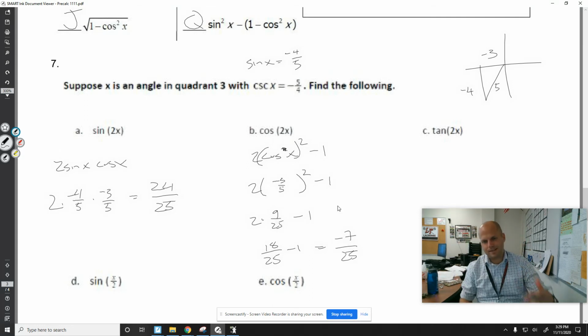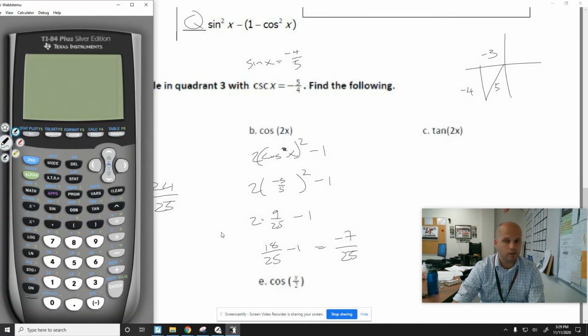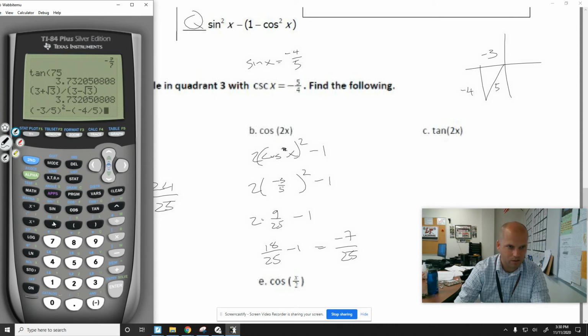Do it in your calculator. Check me. I'm right. Actually, 9/25, 18/25, 25/25. We could check with another version. We could do the cosine squared minus the sine squared with our calculator. That's a good way to check because I don't feel confident. So the cosine squared would be negative 3/5 squared minus the sine squared, negative 4/5 squared. I don't have to put the negative in here because I'm squaring.